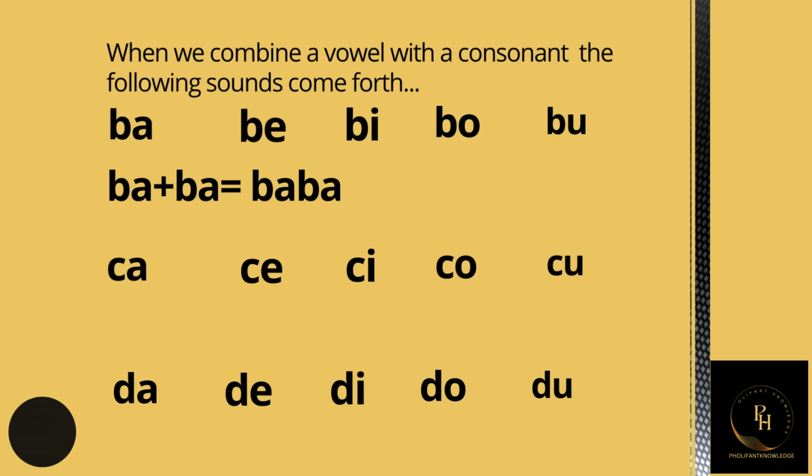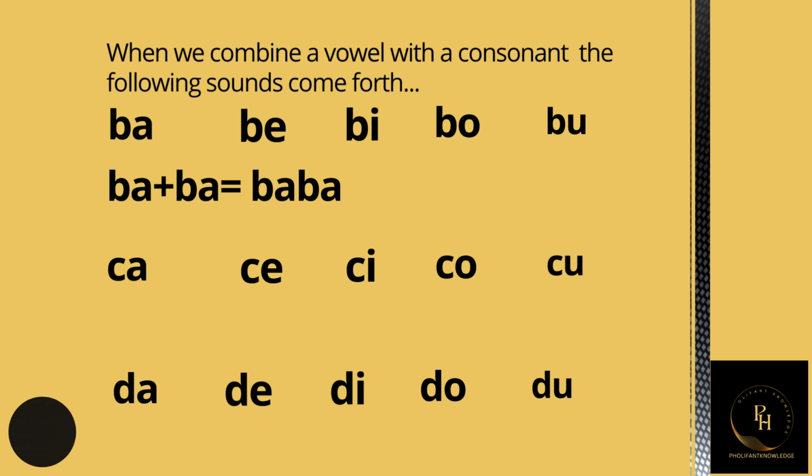When we combine a vowel with a consonant, the following sounds come forth. B-A in isiZulu, they say ba. B-E is be. B-I, bi. B-O, bo. B-U, bu. And then BA plus BA is equal to Baba. You hear that now? There's a sound which tells us the meaning.